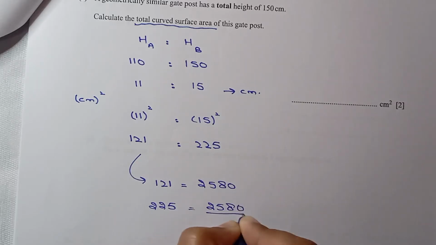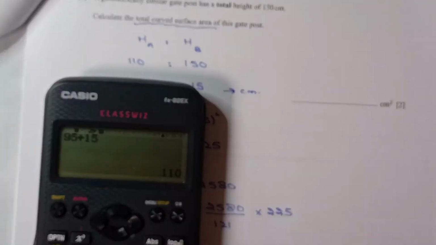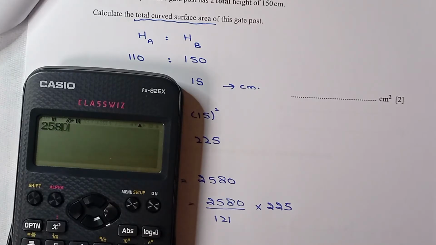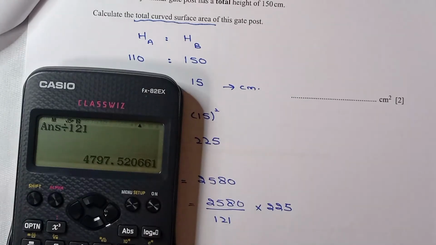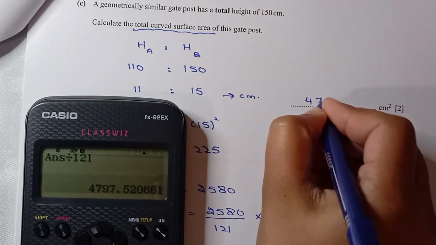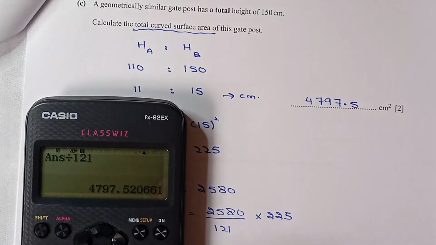This would be 2580 over 121 times 225. Let me simplify it now. It would be 2580 times 225, divided by 121. So it would be 4797.5 centimeters squared.